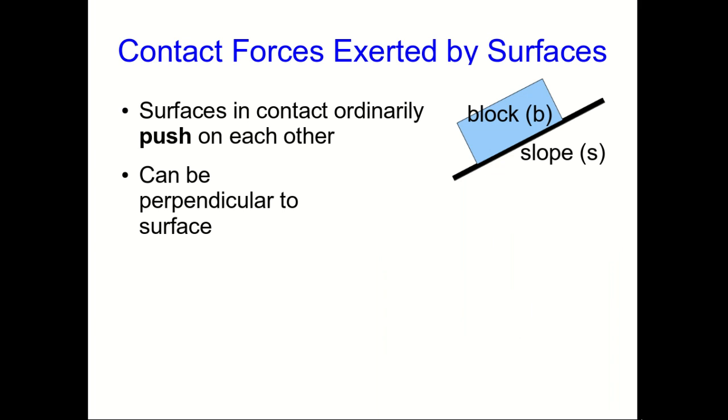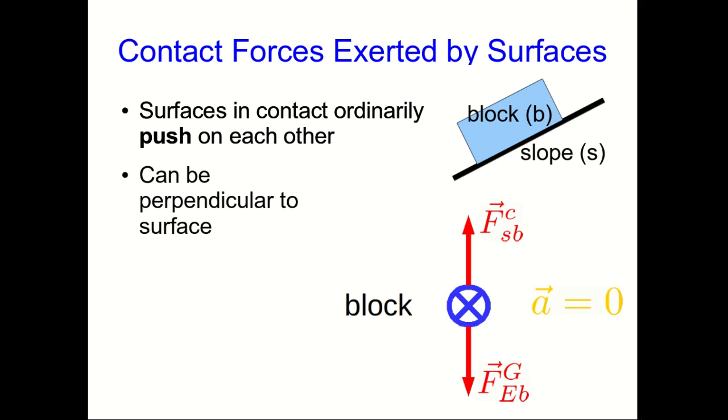But what about a situation like this, where there's a block on a sloped surface? Now, the block isn't going anywhere, and so again, the only way for the vector sum of forces to be zero is if the force exerted by the slope is straight up. And notice that that's not perpendicular to the slope anymore. The dotted line is perpendicular to the slope, and the force that the slope is exerting isn't pointing in that direction. So the forces that surfaces exert can be at different angles to the surface.